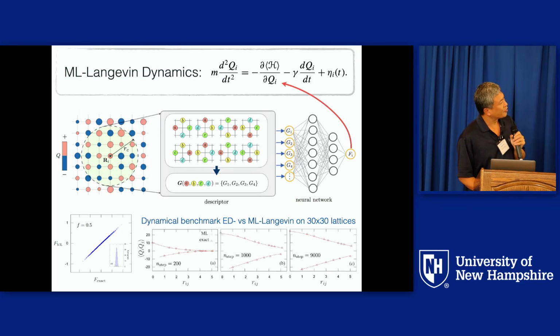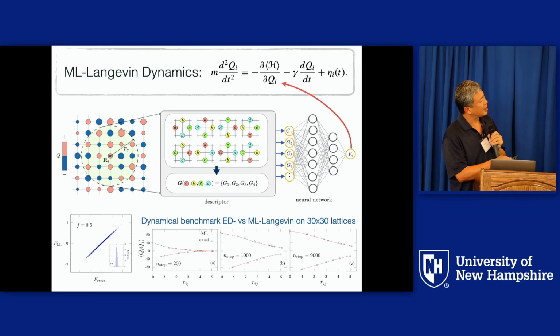So like I said, we build a neural network model. Based on the local lattice distortion, we directly predict the force. And this is the benchmark of our model. You can see the force prediction is very, very good. And on small systems like 30 by 30, we also did a dynamical benchmark. We run the Langevin dynamics simulation for the lattice distortion based on exact diagonalization and also based on forces predicted from the machine learning model. And you can see that the correlation function at different times agree with each other very well.